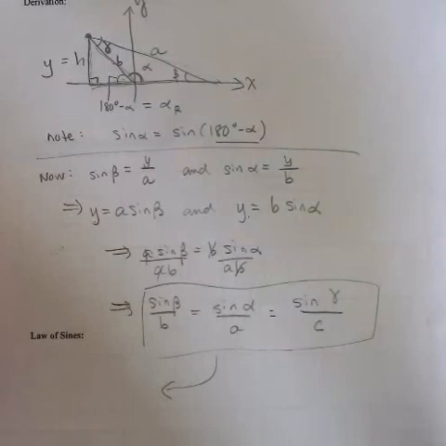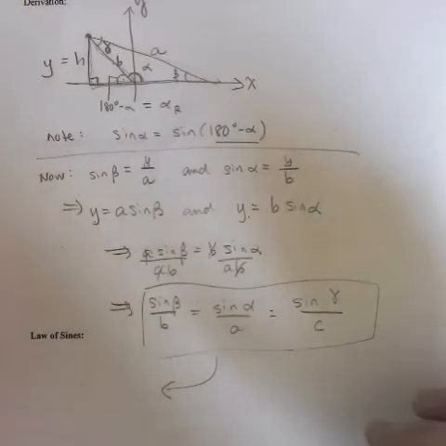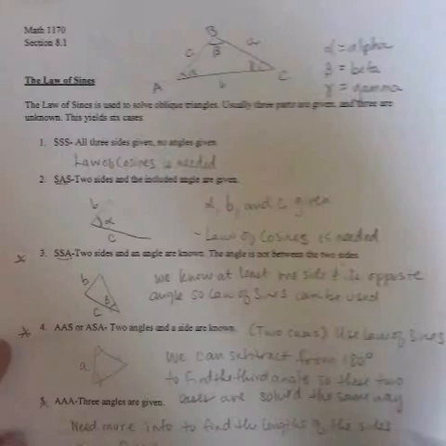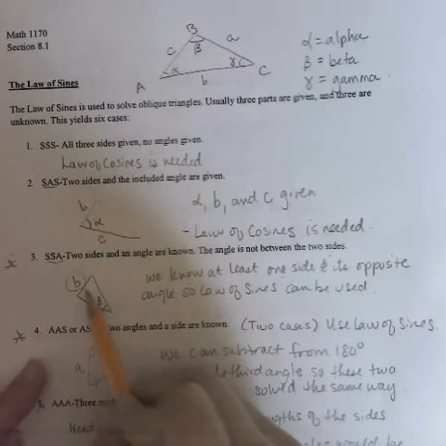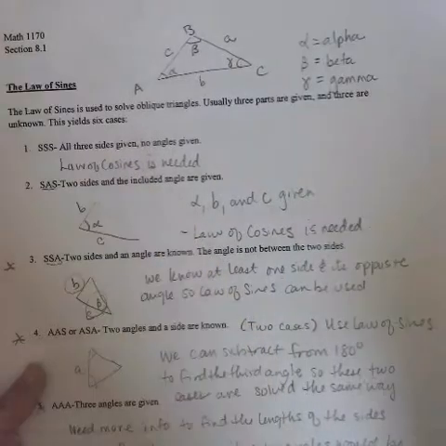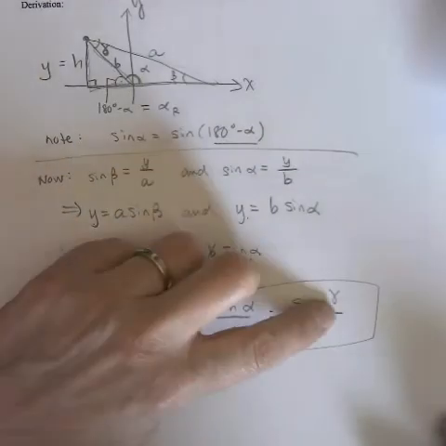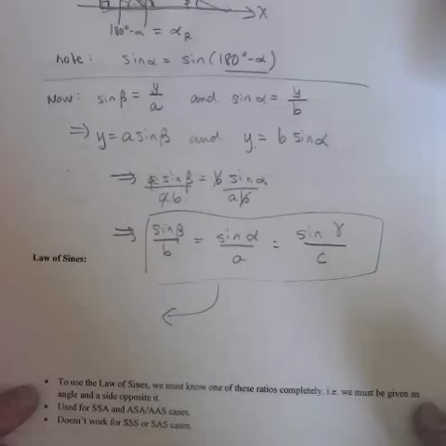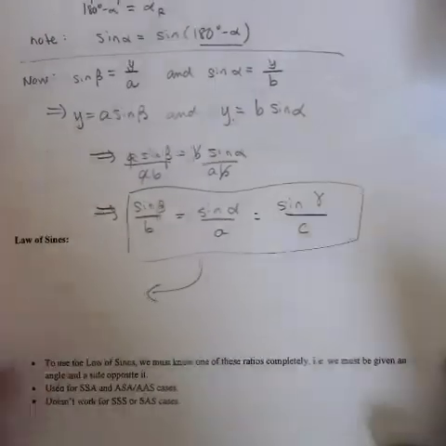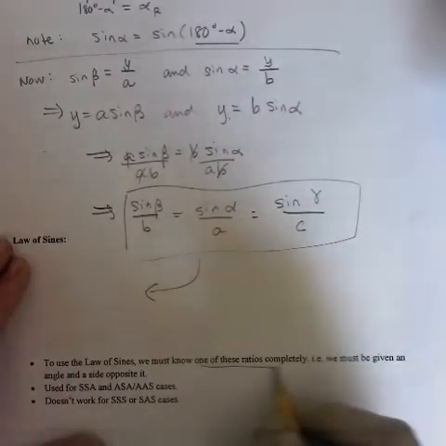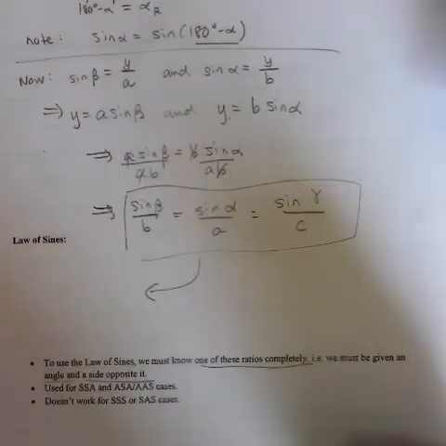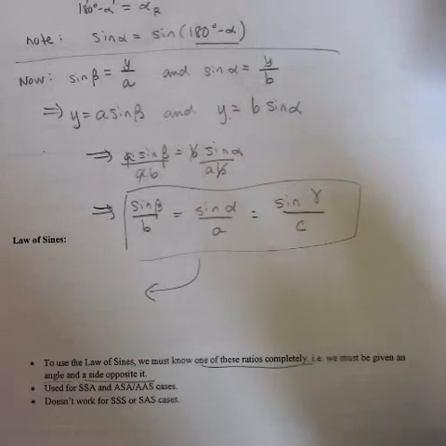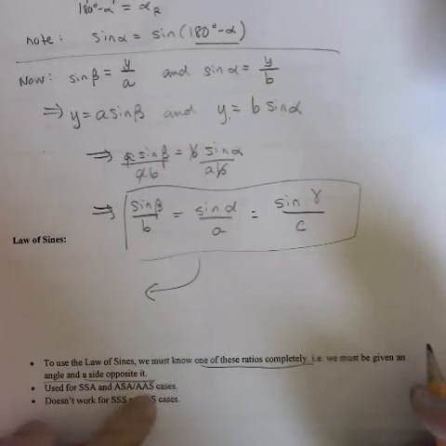All right, so like I mentioned on the first page, to use the law of sines, we need to know at least one side and its opposite angle, or angle and its opposite side. You need to know one of these ratios, in other words. That's what this first bullet is saying. You have to know one of these ratios completely. In other words, you have to have an angle and a side opposite it. So when do we know that? Well, we know it for SSA case and ASA, or AAS, so when you know two angles. We talked about that already.